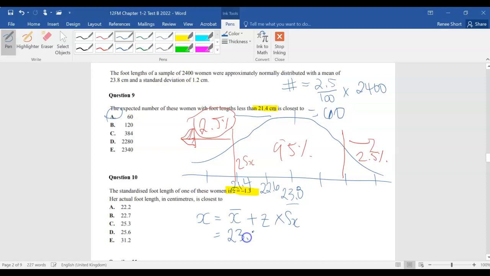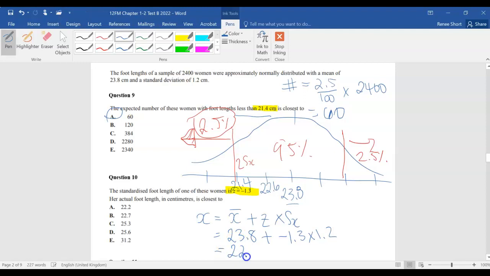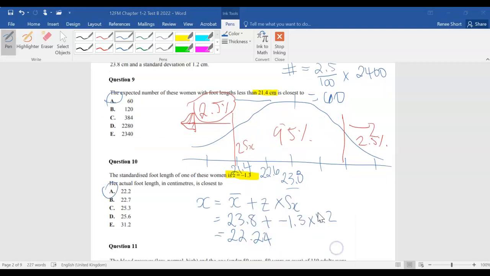So the mean was 23.8, and then plus negative 1.3 times that standard deviation of 1.2, and I can type this in my calculator exactly how it is written, and I end up with 22.24. So the answer is closest to A there, being 22.2.